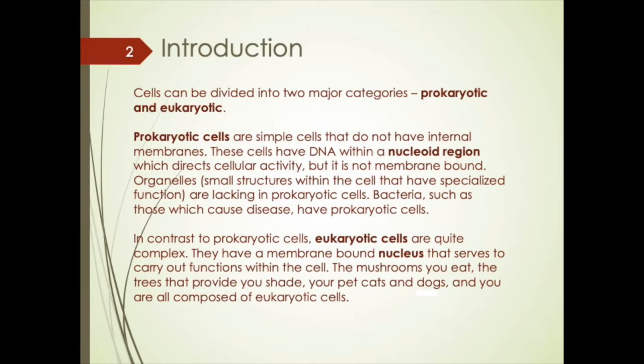So cells can be divided into two major categories based on their domains, prokaryotic and eukaryotic cells. Prokaryotic cells don't have internal membranes, but they have DNA within a nucleoid region, right? So they'll have the DNA within an area, but it's not within a membrane-bound organelle.